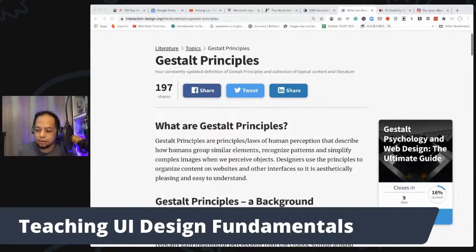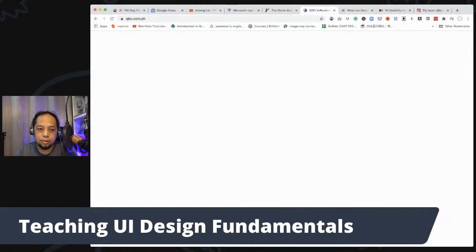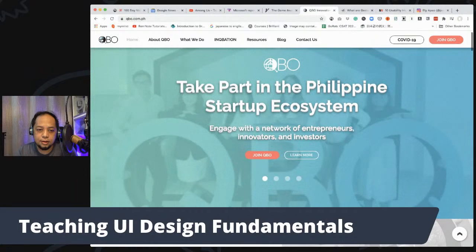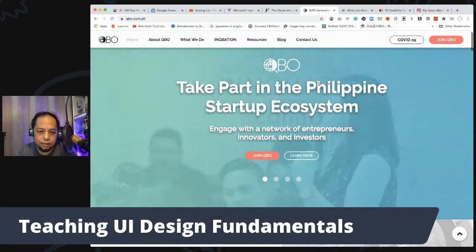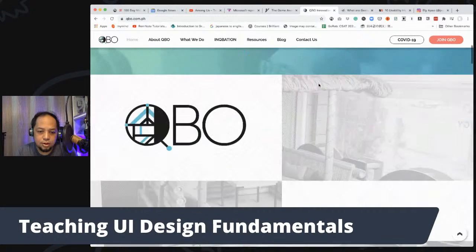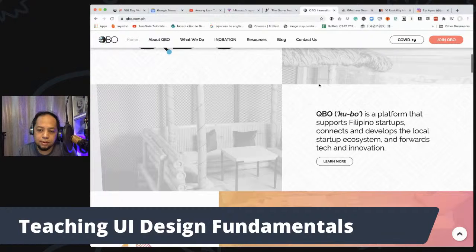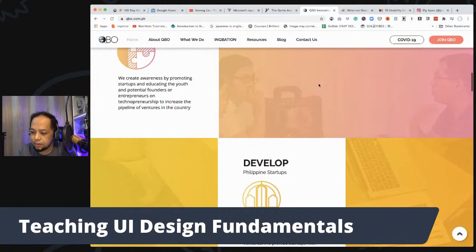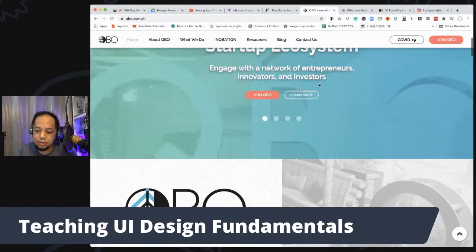Today, we'll talk about UI design fundamentals, or how to teach it. I have a session later with a startup group called QBO Innovation Hub. They're a startup network of entrepreneurs, a platform that supports Filipino startups. This is through the User Experience Philippines group.